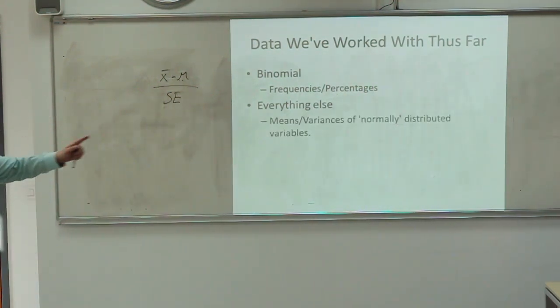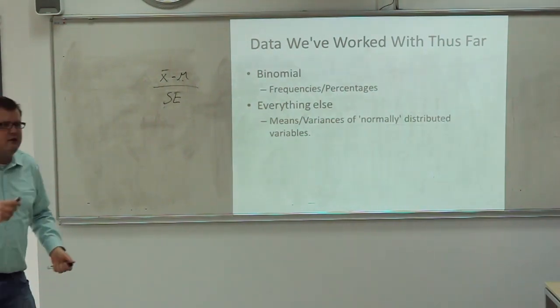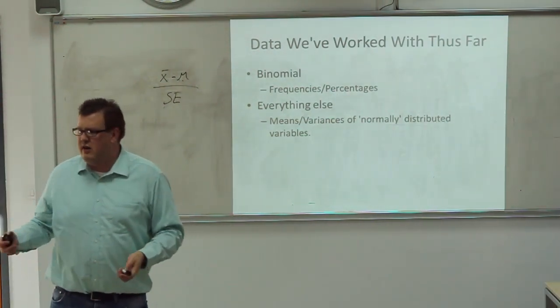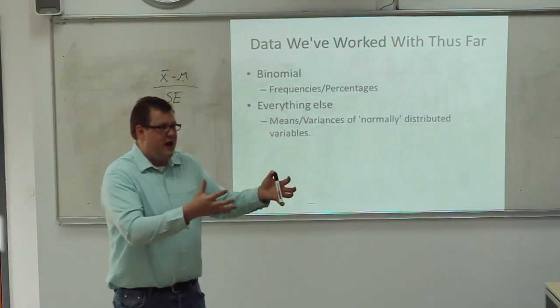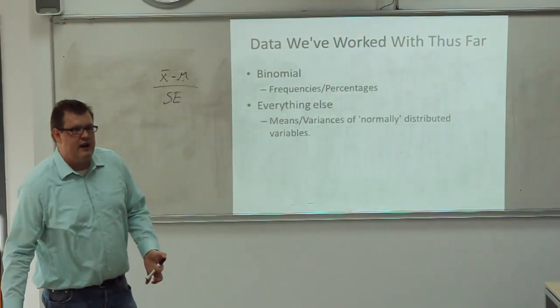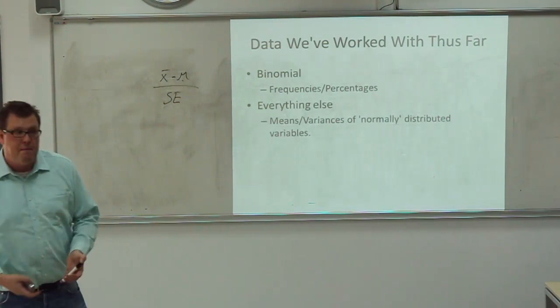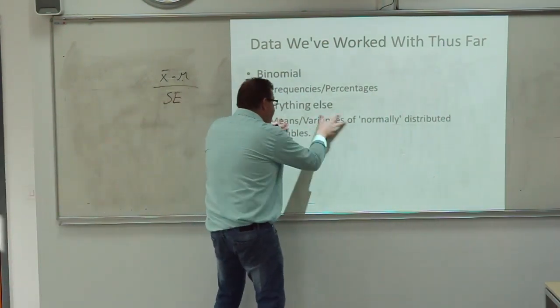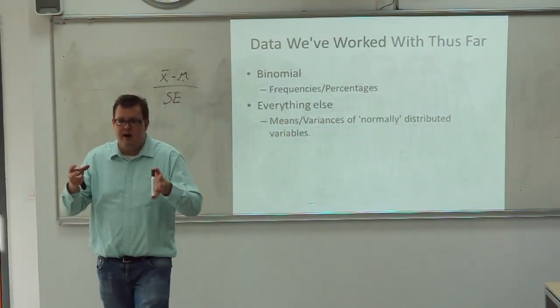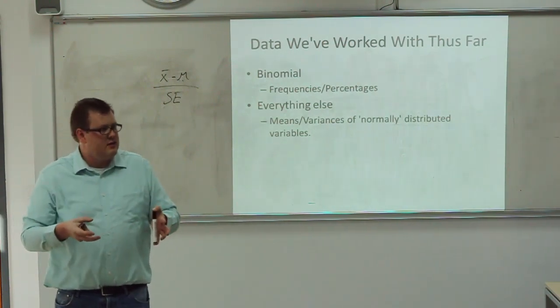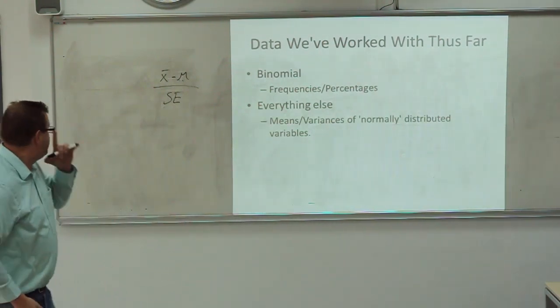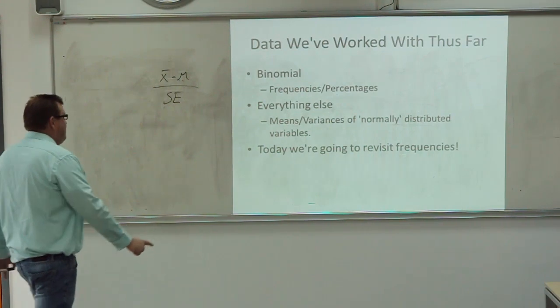Basically, everything else, when we're looking at means and variances, there's some type of variance, a covariance, or a standard deviation, or the standard error of the means, or the standard error of the difference between means, but basically all those boil down to some type of mean or variance, right? So today we're going to go back.